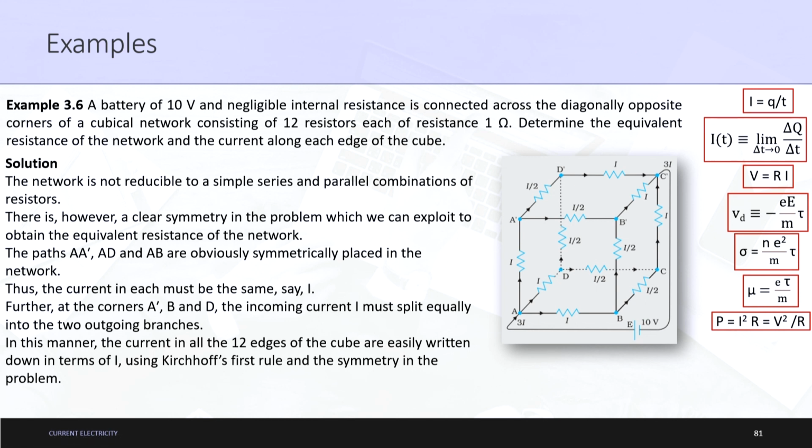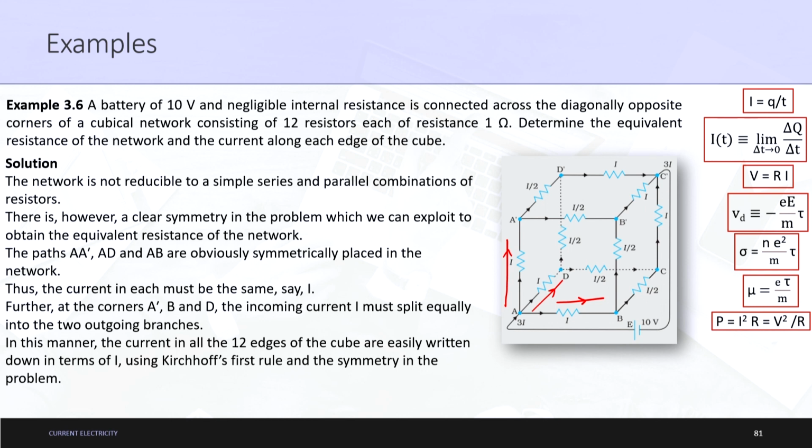The network is not reducible to a simple series and parallel combination of resistors, which is why we are applying Kirchhoff's rules. There is, however, a clear symmetry in the problem which can be exploited to obtain the equivalent resistance of the network. So, let us suppose this is the path A dash, AD and AB. These are three symmetrical paths.